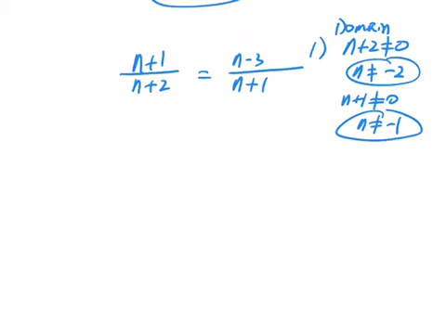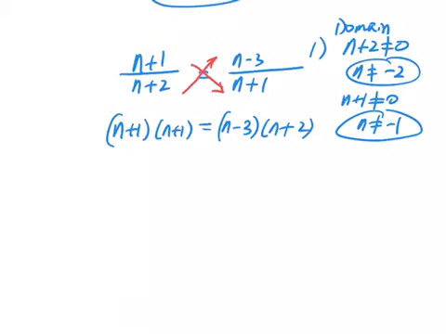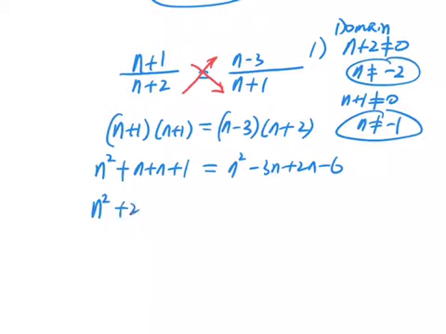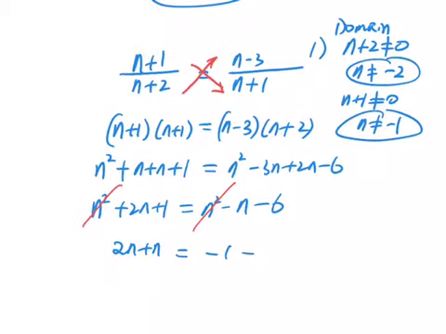Okay, and then because we have a single fraction on each side, we can just multiply across. Then we have to FOIL. And then let's combine. So n squared plus 2n plus 1 equals n squared minus n minus 6. And now you can see n squared canceled. And 2n plus n equals -1 minus 6.